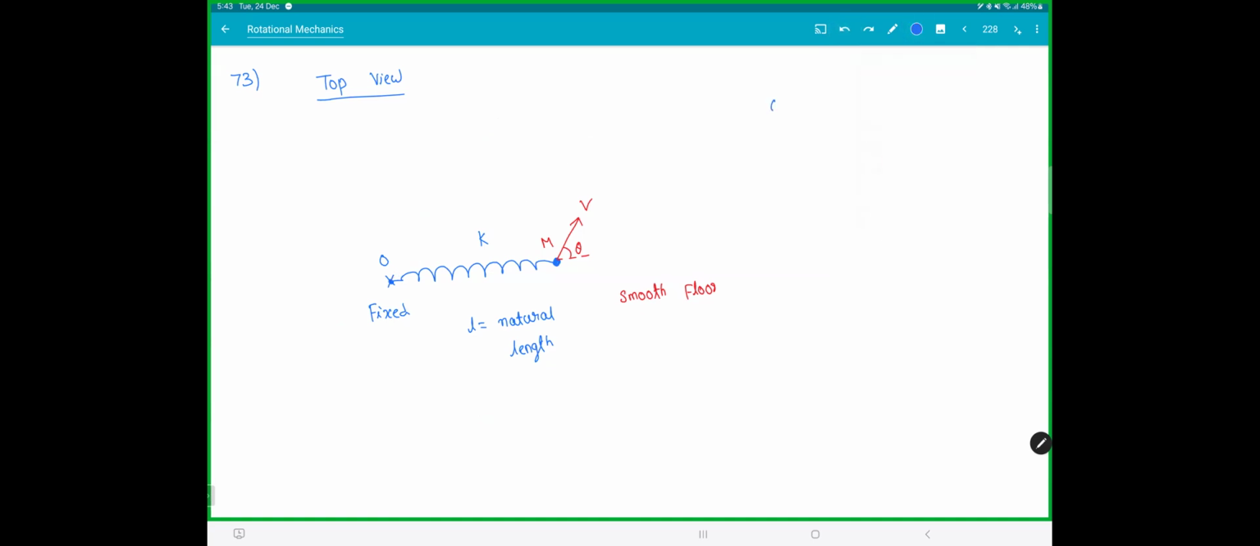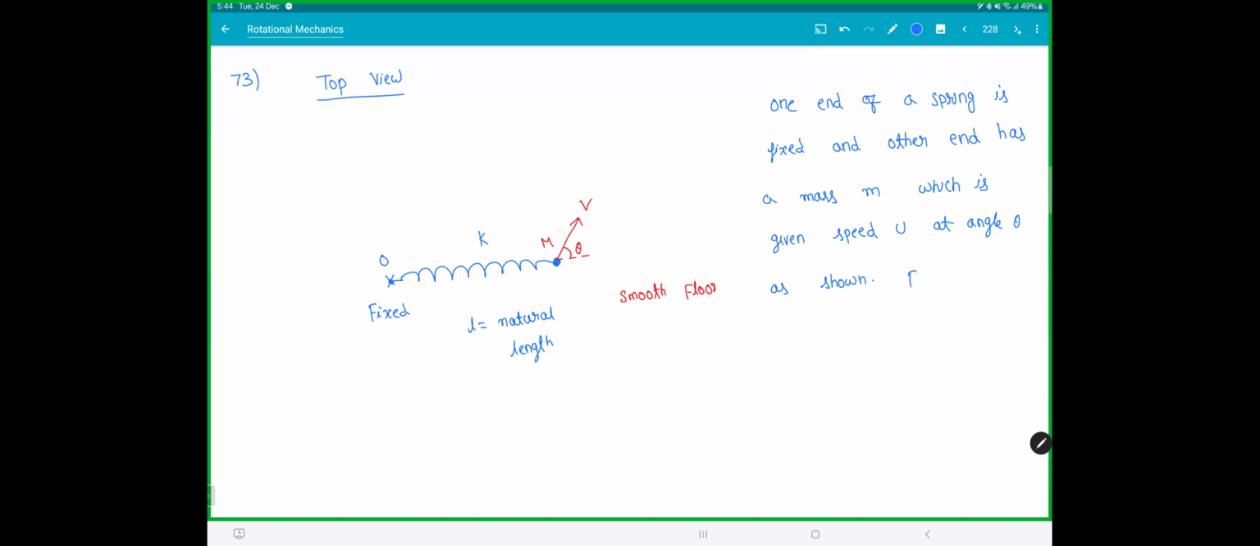Find the maximum elongation. One end of a spring is fixed to the ground. The other end has a mass m, which is given speed u at an angle theta. Just get me the equation. Find max elongation.